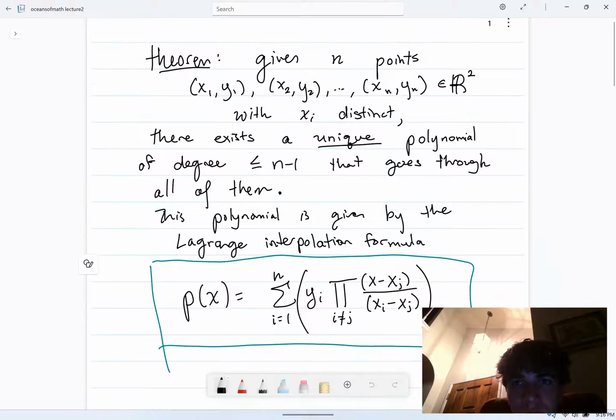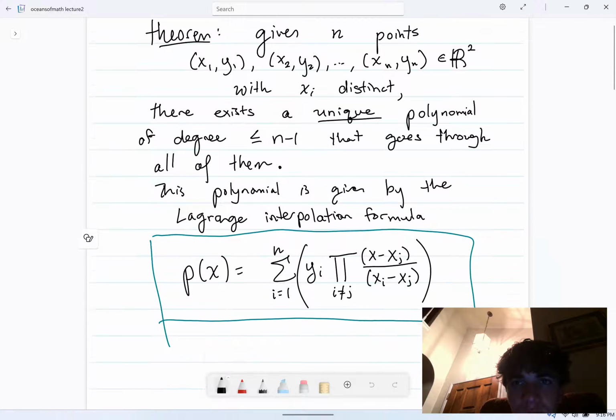a little bit. So the first step of proving this theorem is actually just purely algebraic, and it involves proving the existence and uniqueness of the polynomial, unrelated to the formula itself. So let's go ahead and do that.